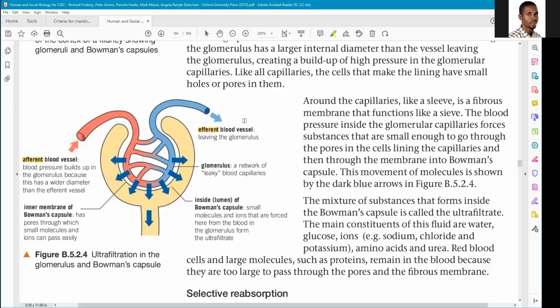The blood pressure inside the glomerular capillaries forces substances that are small enough to go through the pores in the cells lining the capillaries and then through the membrane into Bowman's capsule. This movement of molecules is shown by the dark blue arrows, and that's what we have here coming through there. So the molecules of the substances that would pass through is shown by these arrows, of course, and that would continue down the tubule.